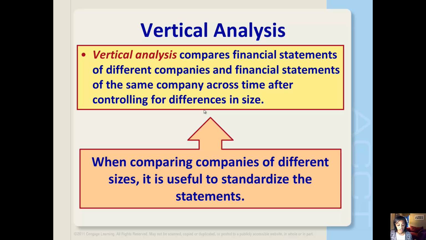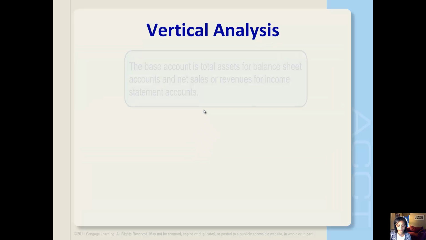Another analysis that we can do is vertical analysis. Horizontal reviews changes through time. Vertical analysis compares financial statements of different companies and financial statements of the same company across time after controlling for differences in size. So when comparing companies of different sizes, it's useful to standardize their statements this way.